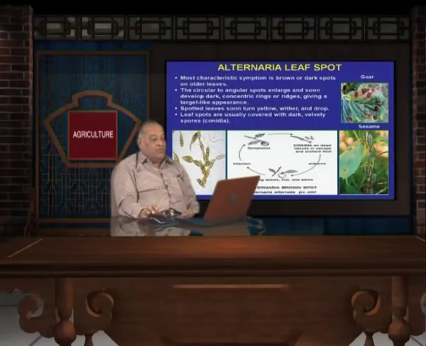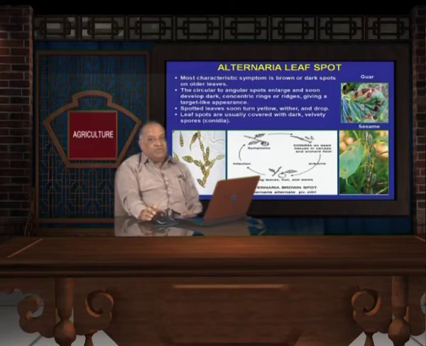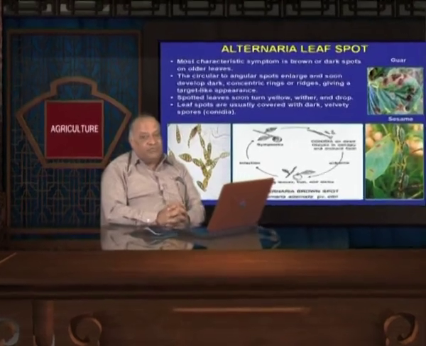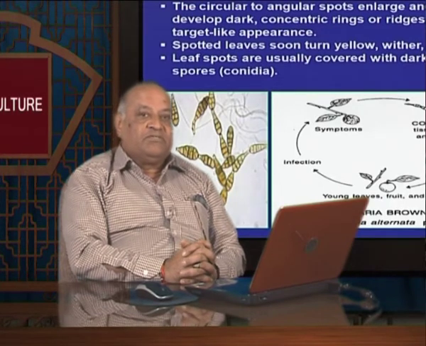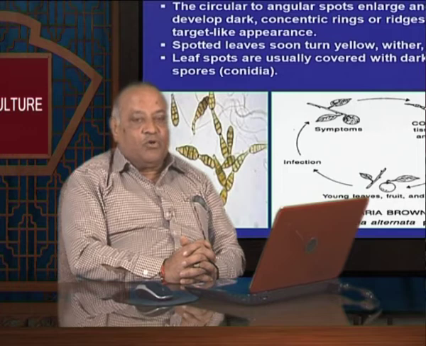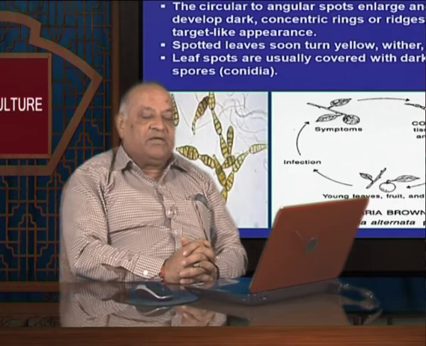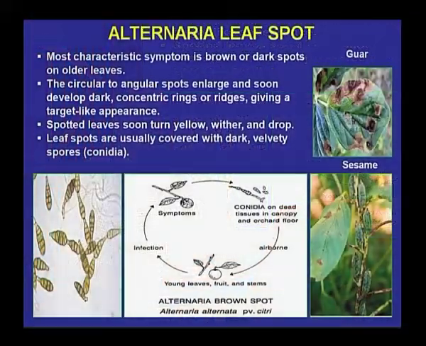Then we come to the Alternaria leaf spot. I have taken this as a representative of the Deuteromycetes or Fungi imperfecti. There are a large number of pathogens in Fungi imperfecti causing diseases of economic importance in plants and crops. Here I am taking only Alternaria as a leaf spot. The most characteristic symptom is a brown or dark spot on older leaves, and you see the circular or angular leaf spots enlarge and soon develop dark concentric rings and ridges, giving a target-like appearance.